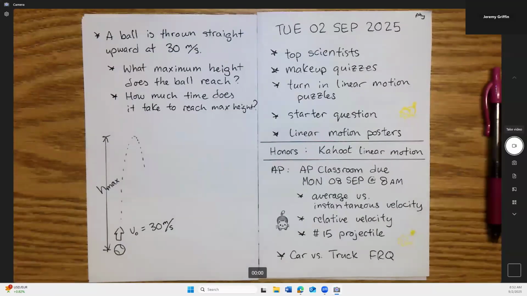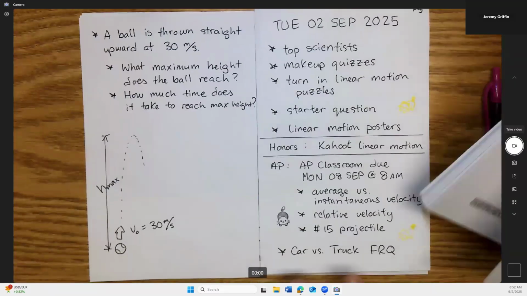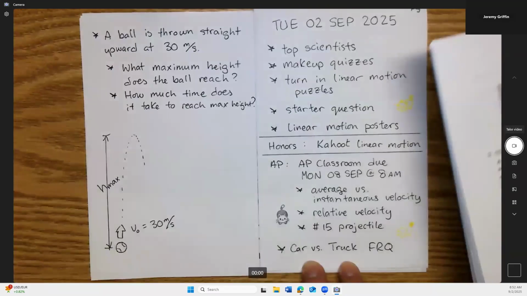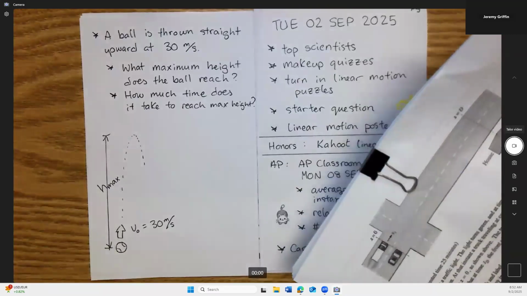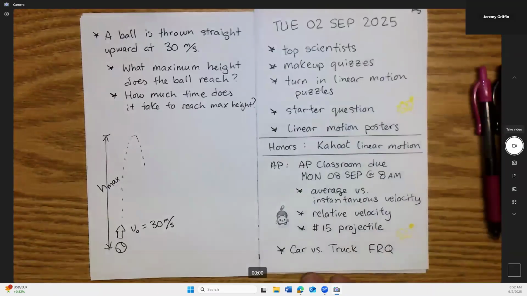So with you guys, instead I want to do this. You see at the bottom it says car versus truck free response question. I've got an old free response question here. It involves a car versus a truck. I want to get you going on that today. We're going to see exactly how the time paces out.